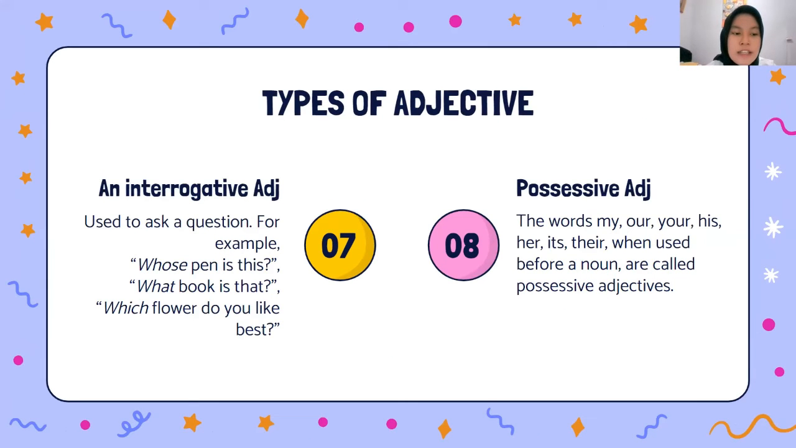The seventh is an interrogative adjective. An interrogative adjective is used to ask a question. For example, whose pen is this? What book is that? Which flower do you like best?